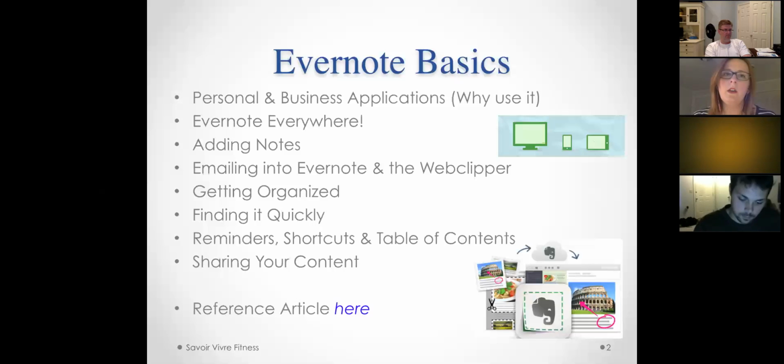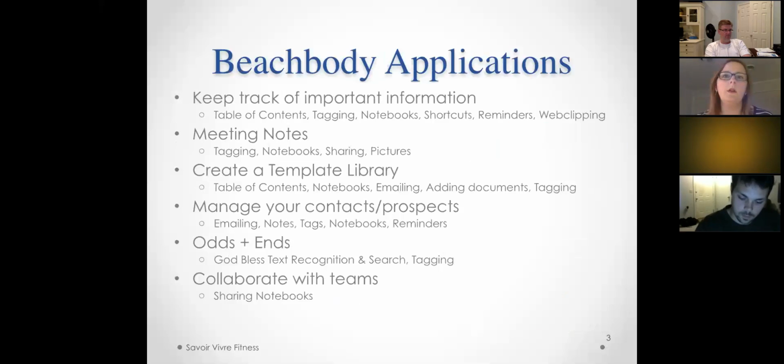So here with your Beachbody applications, these are all of the things that you could keep track of. And then underneath each of these bullets, I have the element of Evernote that would help you do whatever that action is at the top bullet. So for instance, in creating a template library, you could use a table of contents. You'll use notebooks. You can email those templates to yourself. You can add documents like PDFs or pictures. You can do all of those things.